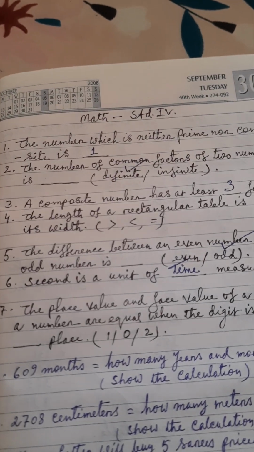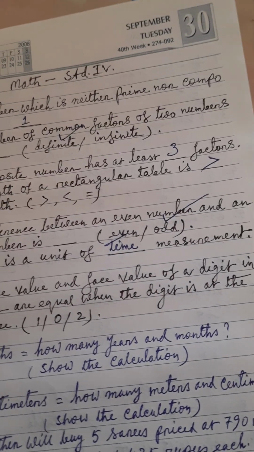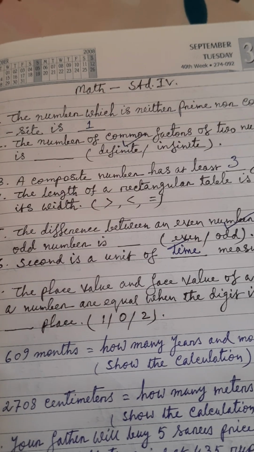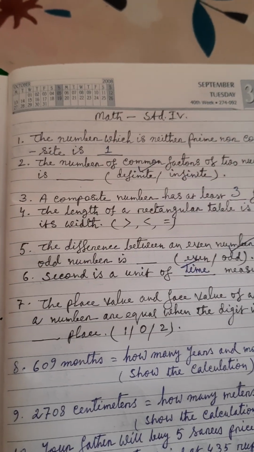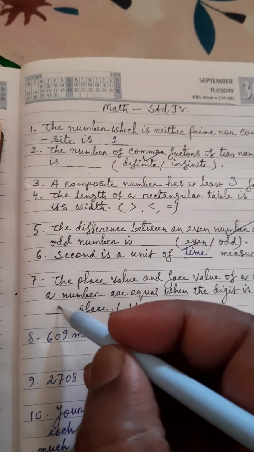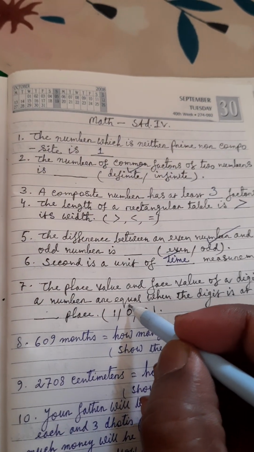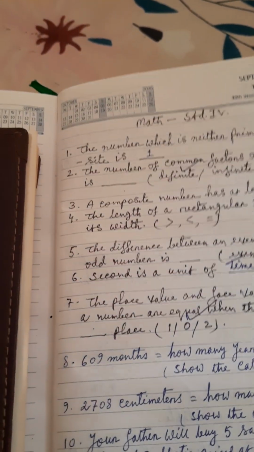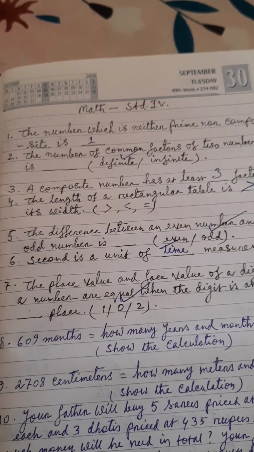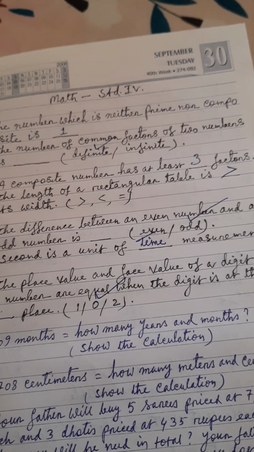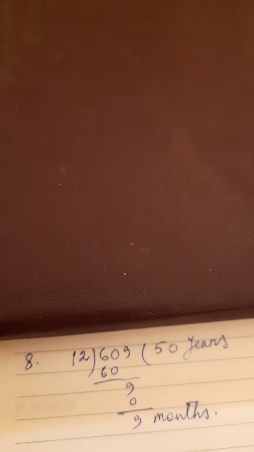The place value and face value of a digit in a number are equal when the digit is at the 0 place. 609 months is equal to how many years and months? Show the calculation. 609 divided by 12 is 50 years and 9 months.